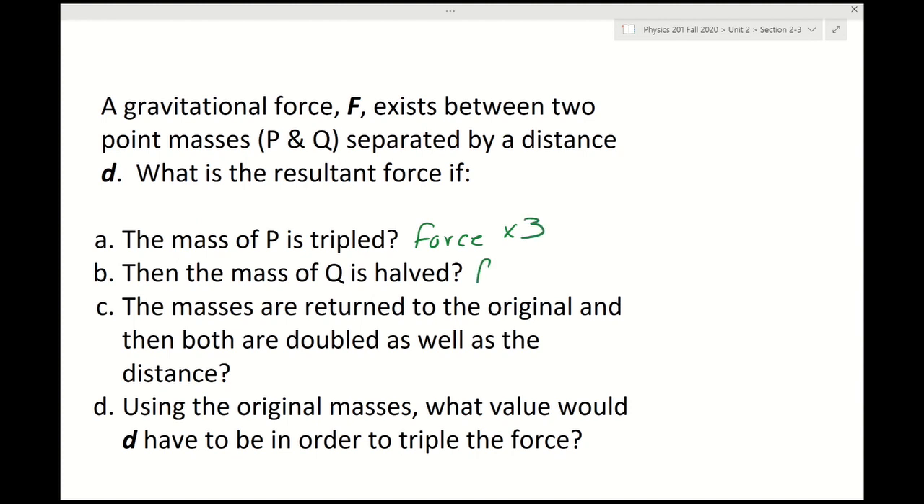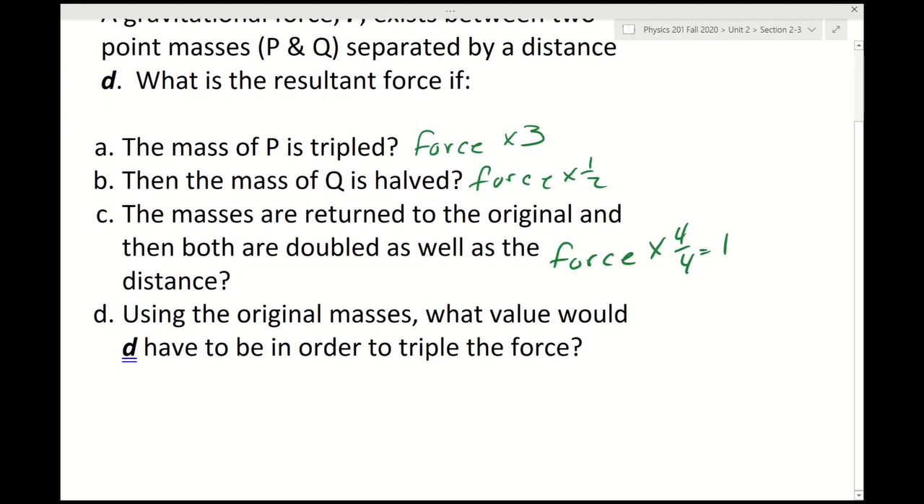If one of the masses is halved, then the force is halved. The masses are returned to their original size, and then both are doubled as well as the distance. So if we double both the masses, it's 2 times 2, which is 4. But if we double the distance between them, 2 squared is also 4. So it's the force times 4 over 4, which is 1. So we're not changing the force.